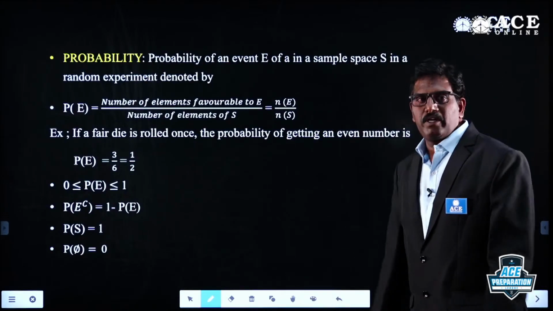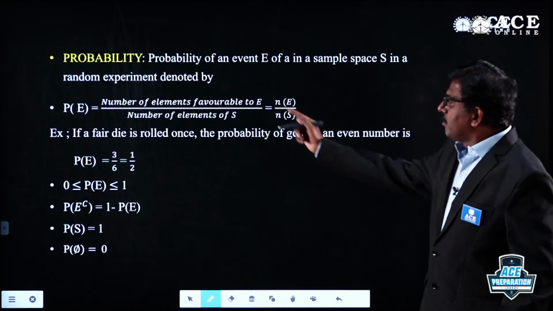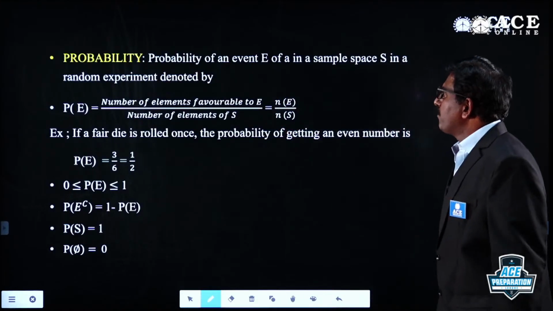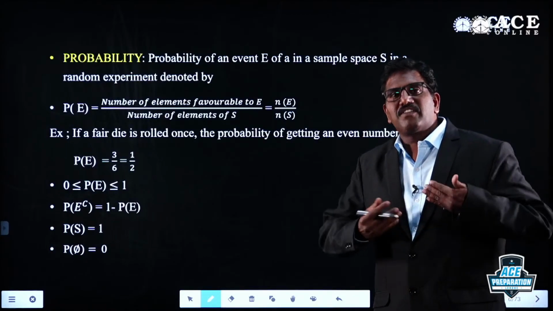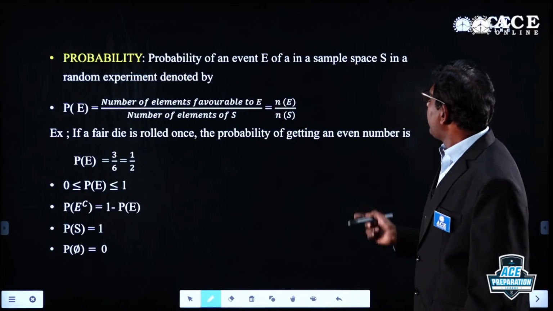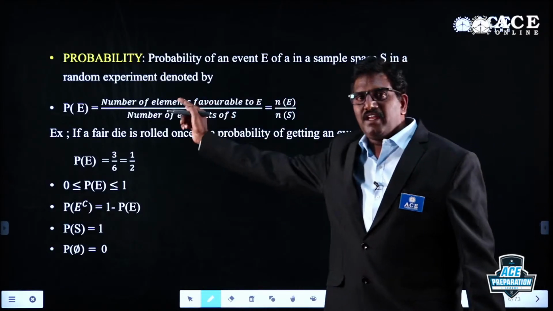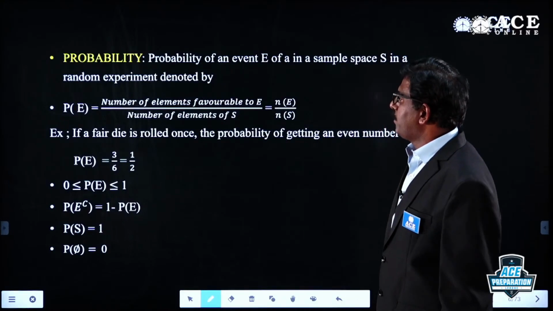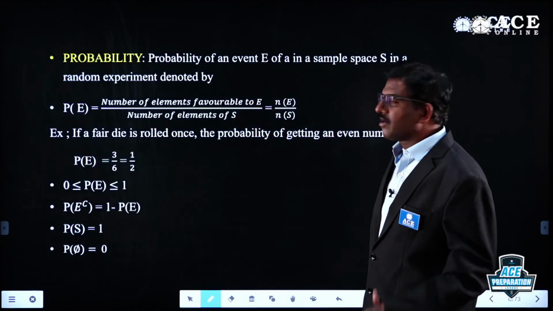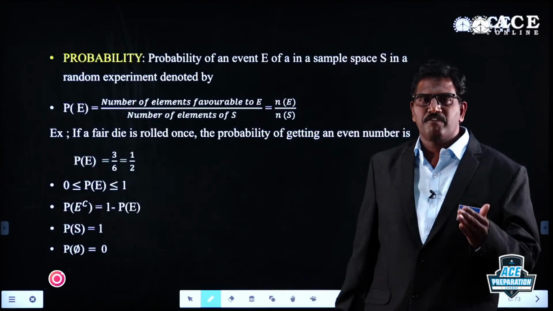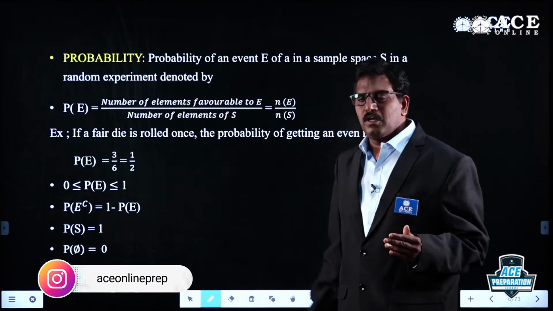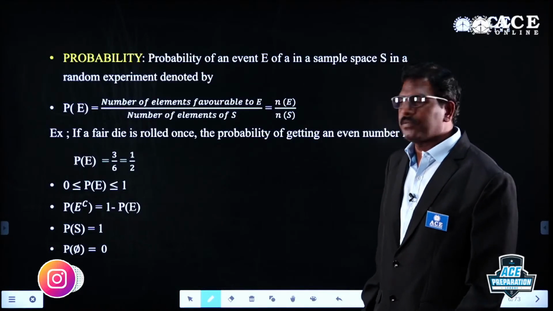Now coming to the probability definition. You already know it, but this is a recollection of your knowledge. Probability is always defined for an event only. An event is a part of a sample space. The probability of an event E of a sample space S in a random experiment is denoted by P(E), which is equal to the number of elements favorable to E, taken in the numerator. The denominator is all possible outcomes, meaning the total number of elements in the sample space.